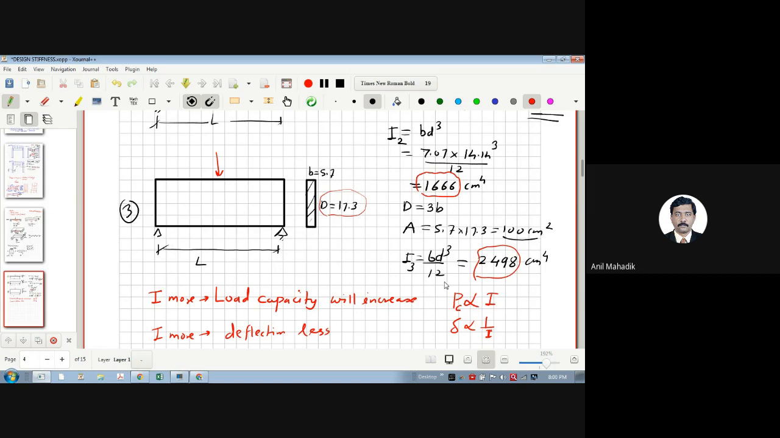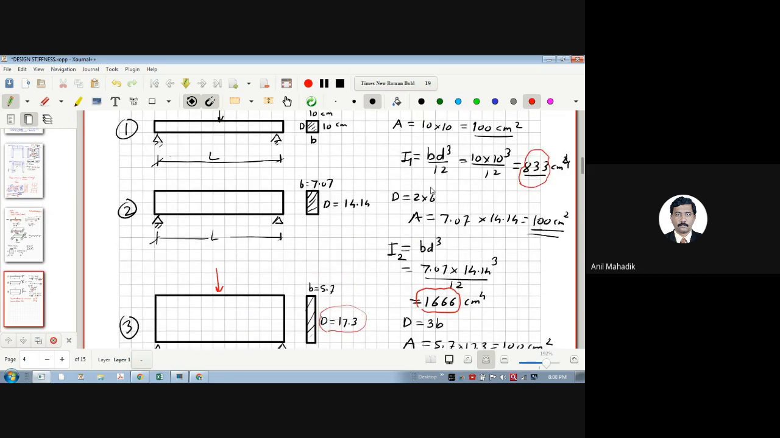If you want to increase the capacity, that means in totality, more moment of inertia is a good suggestion. But whenever you want more moment of inertia, what is the best choice of increasing it? Will you increase the width? Because you know that in BD cube upon 12, B is also there. So if you increase the B, will I increase or not? Yes, sir. But if you increase the D, it will increase a lot, sir. It is a D cube.